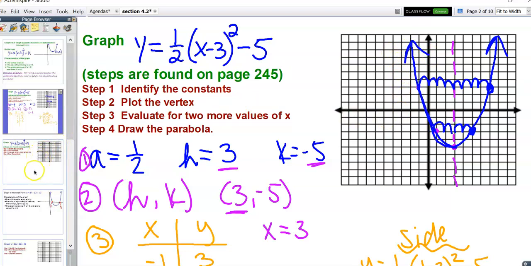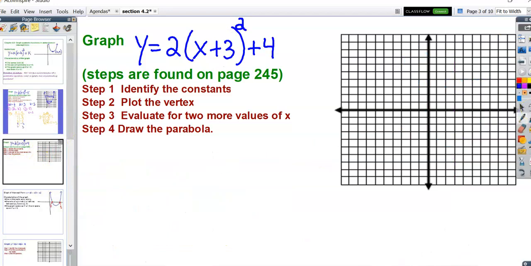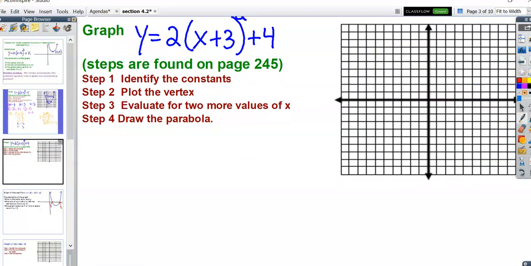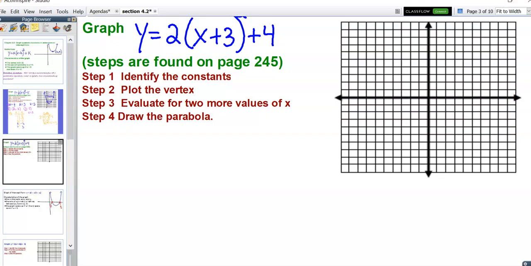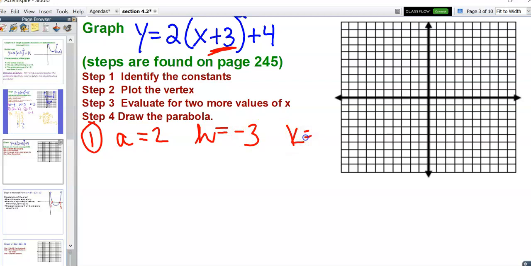All right, let's practice another one. Step 1, you want to figure out what the constants are. Our A value is 2. Our H value, again, you have to change the sign of what we see here. So our H value is -3, and then our K value is 4.